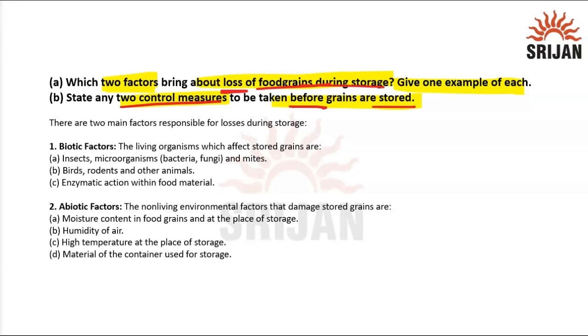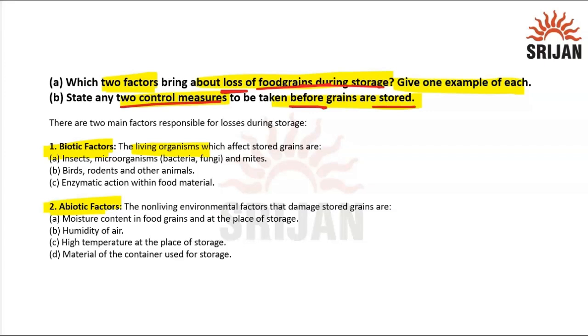So first of all, as the question says, the factors which lead to the loss of food grains. There are two factors. The first is a biotic factor, the second is an abiotic factor. Again, the terms are self-explanatory. Biotic means living, abiotic means non-living.